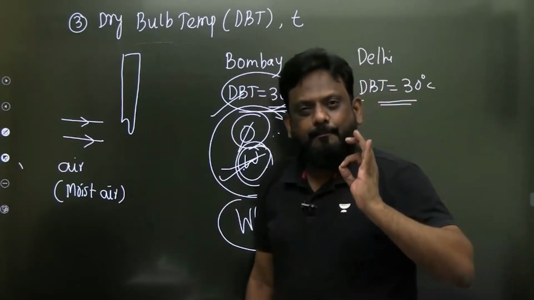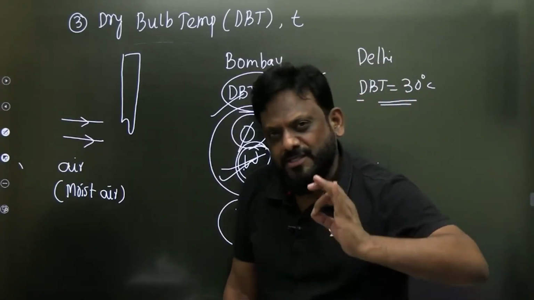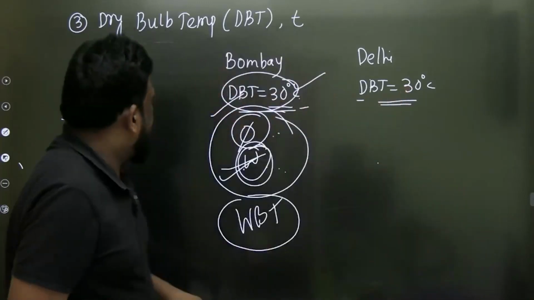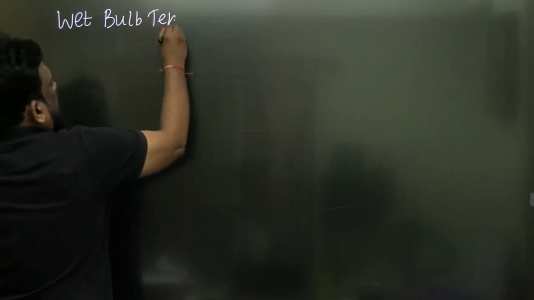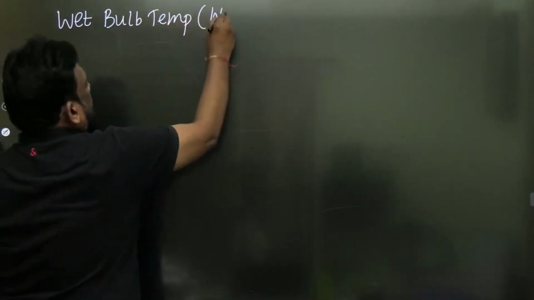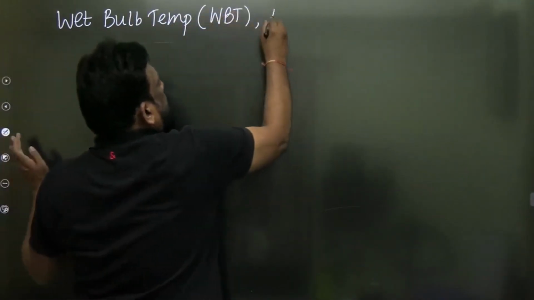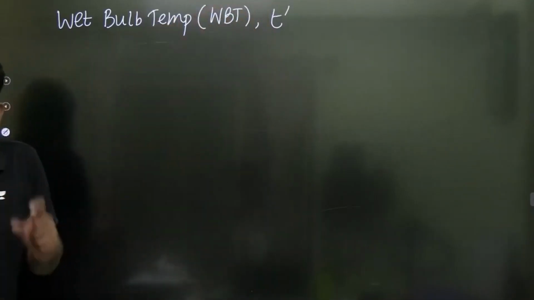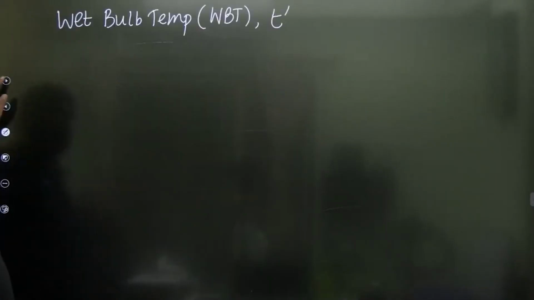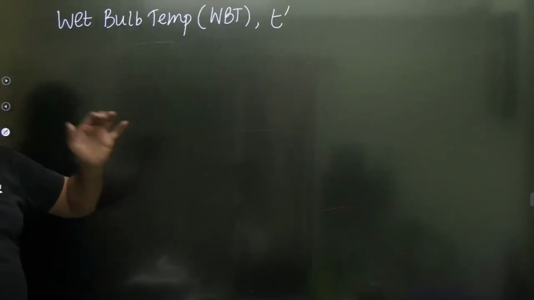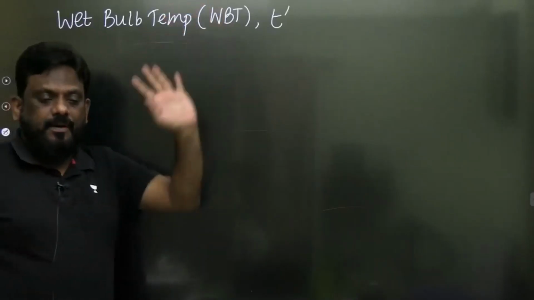Now let us see the beautiful concept of wet bulb temperature. We write this as WBT, and some textbooks designate it with T dash. T stands for dry bulb temperature, and T dash stands for wet bulb temperature.